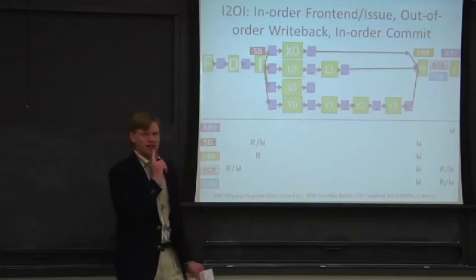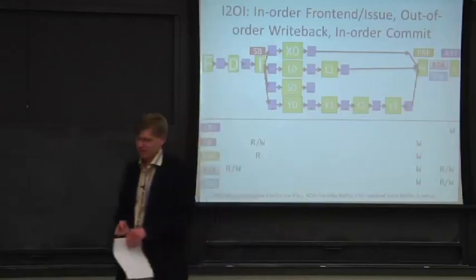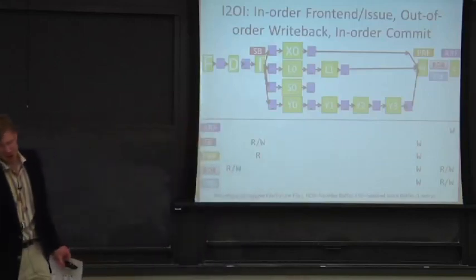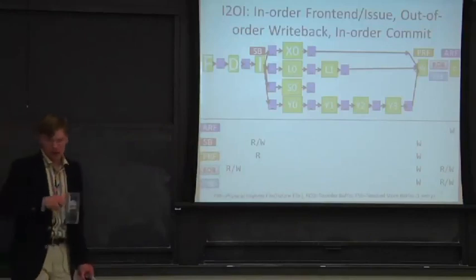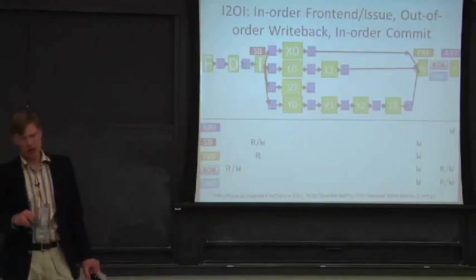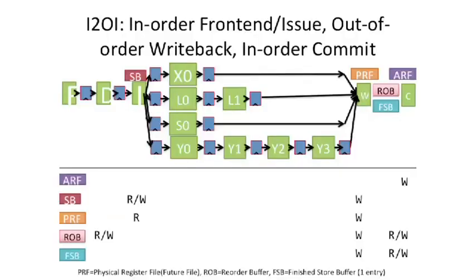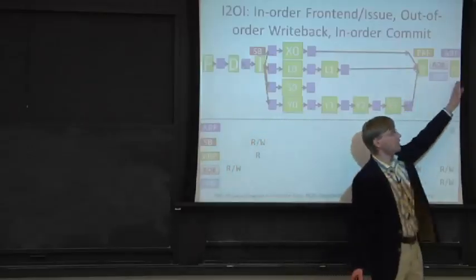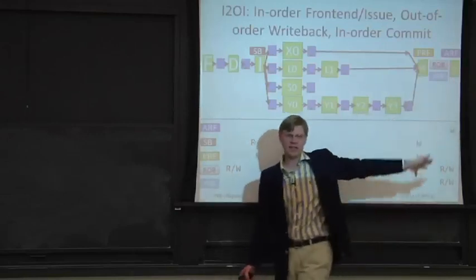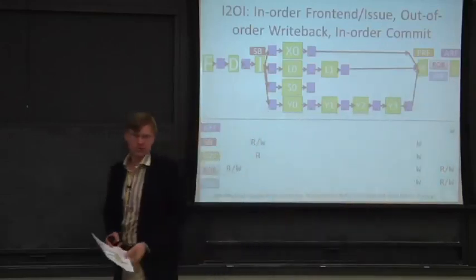OK, so now we get to move on to even more complicated processors. In-order issue, or excuse me, in-order front end, in-order issue, out-of-order write back, and in-order commit. OK, so this is going to solve some problems that we have. The biggest problem it's going to solve is the problem of precise exceptions. We can now have exceptions sort of all the way at the end because we're committing data in order.